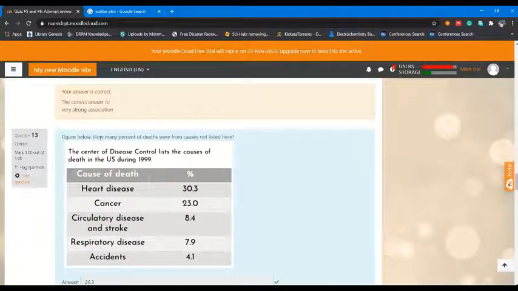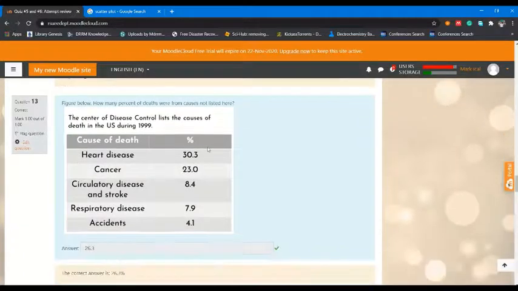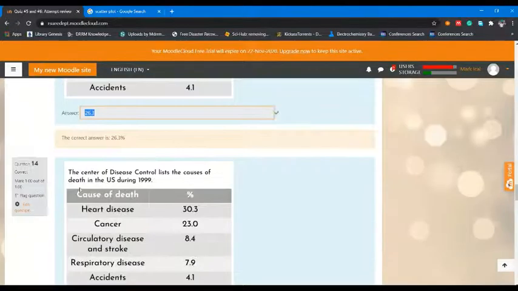Okay, so figure below, how many percent of deaths? You just total those, subtract from 100%, so 26.3 is the answer.